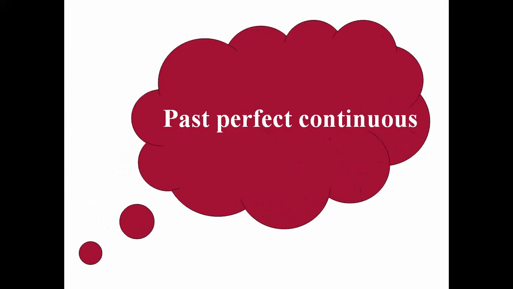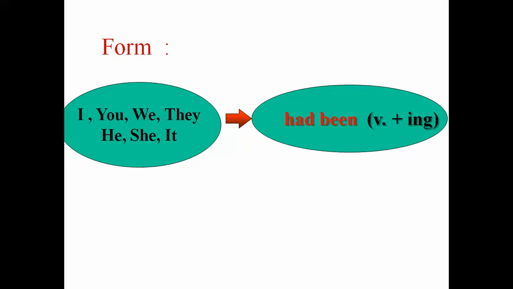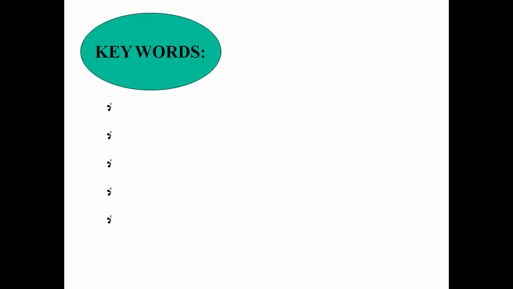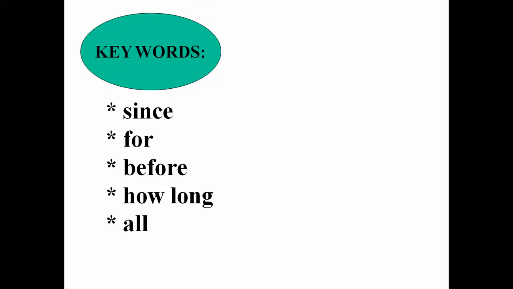The form of past perfect continuous. Subject plus had plus been plus verb with ing. Again, subject plus had plus been plus verb with ing. We can use past perfect continuous with some keywords like since, for, before, how long, all. The usage of past perfect continuous.